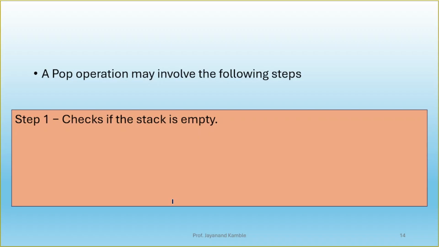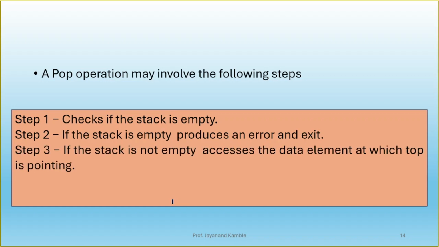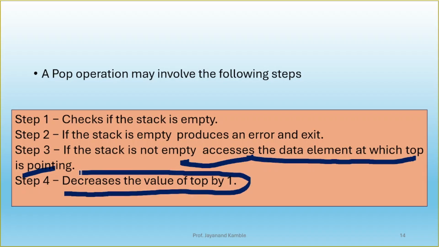Very simple. Check if the stack is empty, because we want to perform pop. If the stack is empty, produce an error message, that is, stack is empty. Alright. If the stack is not empty, you can remove the element from the stack. But from what end? The top end of the stack. So if the stack is not empty, that means we have some elements in the stack. So access the last data element which is at the top of the stack and then remove that element by decreasing the value of top by 1. This particular algorithm is for implementing the stack by using an array.